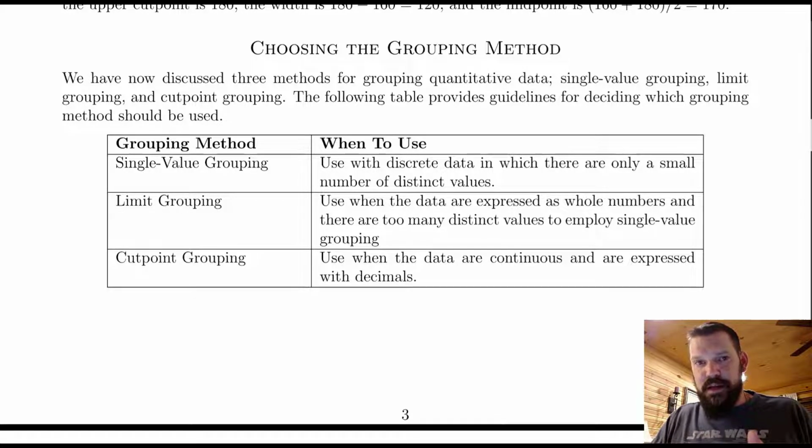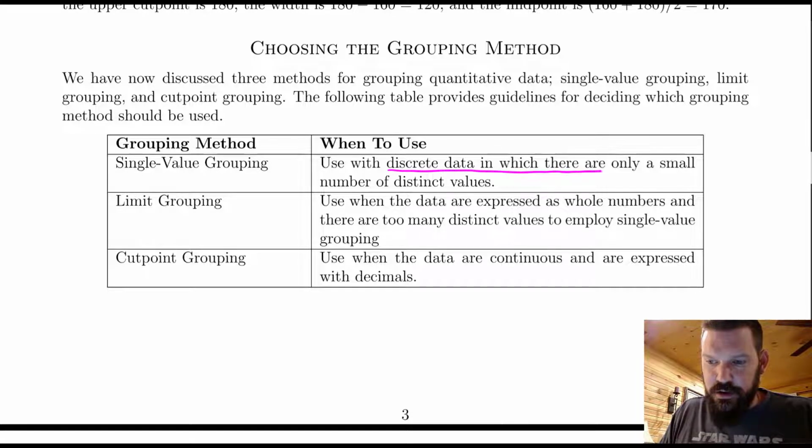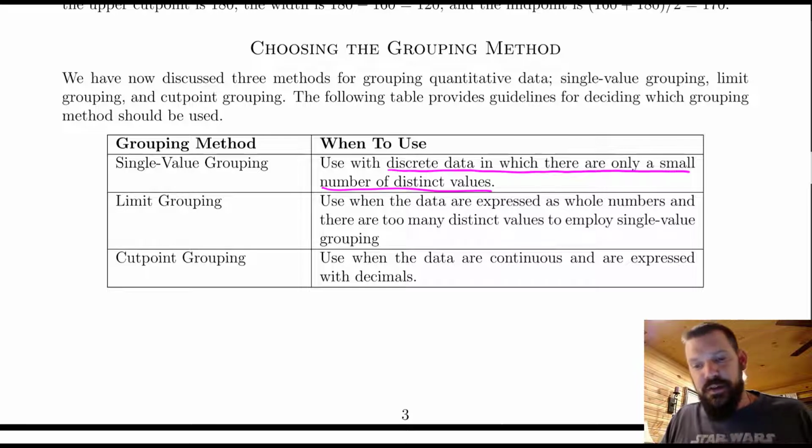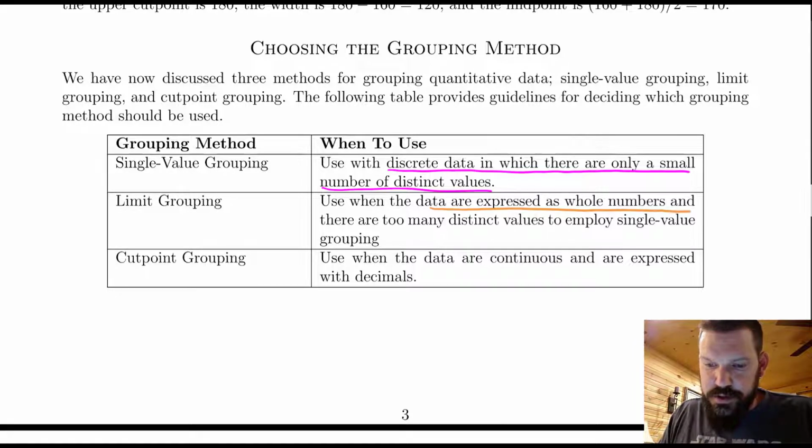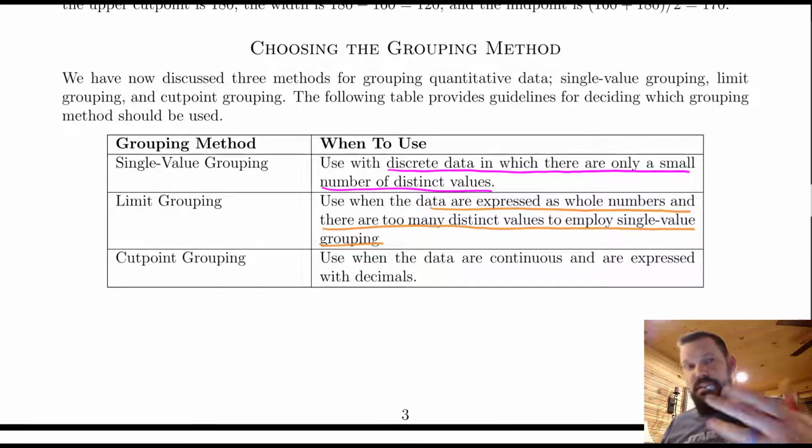I've provided you with a table here to give you an idea of what the best grouping method is to use and when to use it. For single value grouping, you use that with discrete data in which there are only a small number of distinct values. That goes back to the TV example, where our distinct values were 0, 1, 2, 3, 4, 5, and 6. That was a very small number of distinct values, so it was easy to work with. Limit grouping is used when the data is expressed as whole numbers and there are too many distinct values to employ single value grouping. So that was the number of days to maturity for those short-term investments.